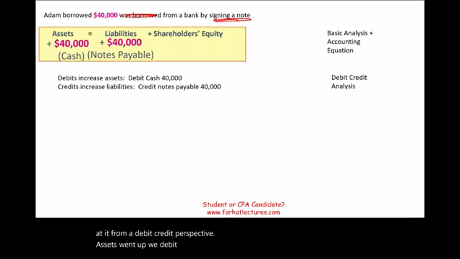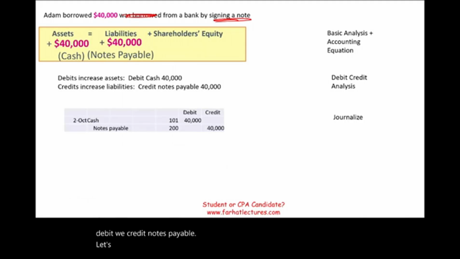We debit cash 40,000, liabilities went up, we credit notes payable. Let's go ahead and journalize it. We list cash first. Cash is up 40,000, then liabilities are up 40,000. Now we need to post the cash and post the notes payable.